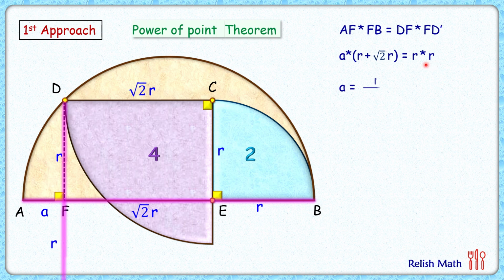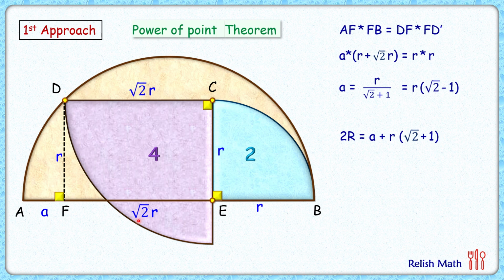Simplifying it, we will get a as r upon root 2 plus 1. Rationalizing the denominator, we will get the value of a as r times root 2 minus 1. Now here AB is the diameter, and thus it is equal to 2 times capital R, where capital R is the radius of this semicircle. So 2R is a plus root 2 r plus r. So AB is 2R diameter, and this is equal to a plus root 2 r plus r. Here putting the value of a as r times root 2 minus 1.